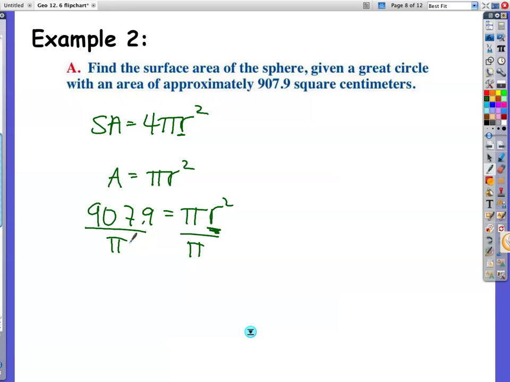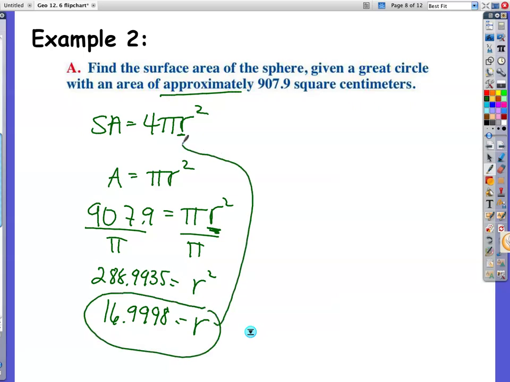So 907.9 divided by pi gives me a value of 288.9935. And then I'm going to take the square root of that, and I'm getting r equal to 16.9998. And they do say this approximately thing in here. Not my favorite thing they do with a problem like this. So if you see that, I think you'd be okay with 17, but being that we're following the rules of not rounding till the very end, I'm going to rewrite it up here. So I have 4 pi, the radius is 16.9998, and I'm going to square that.